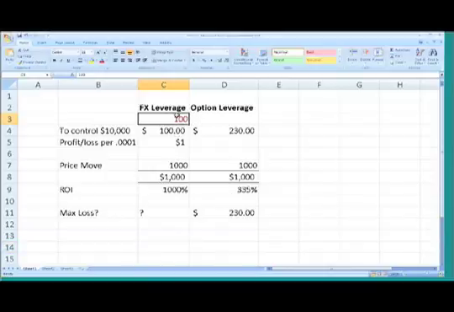And I'm going to start at the top on my spreadsheet here. I've just got Excel open, and I'm going to start at the top. In column C, we've got our FX leverage. So what does it look like from an FX perspective? And then in column D, I've got our option leverage. So what did it look like?